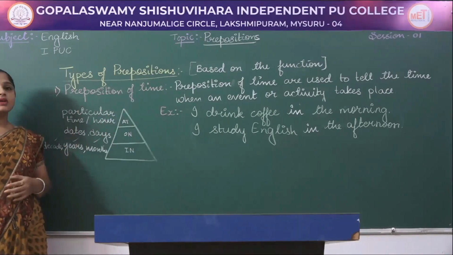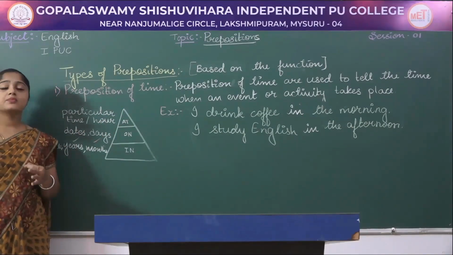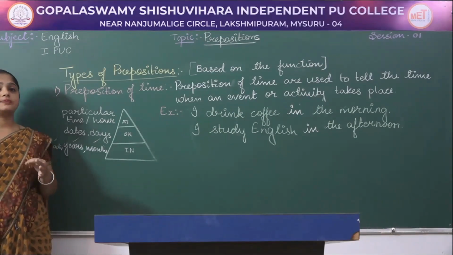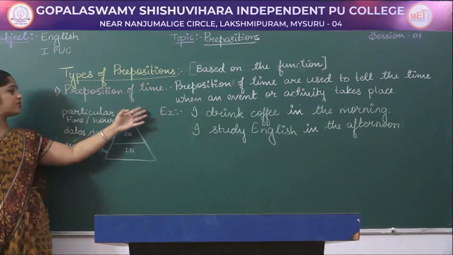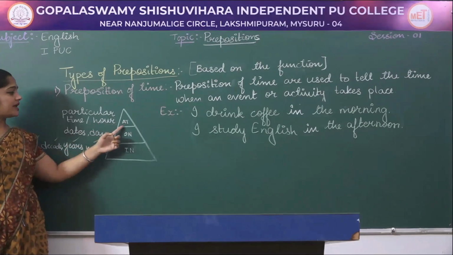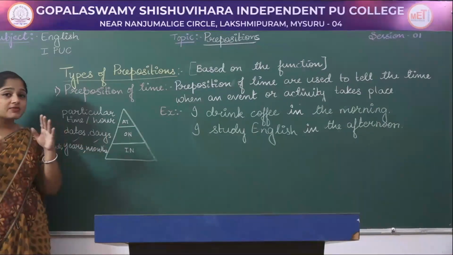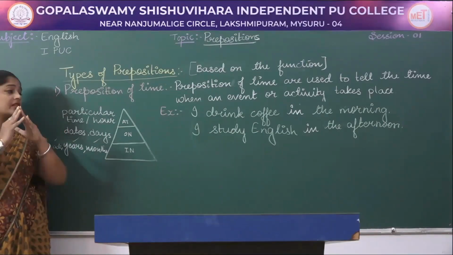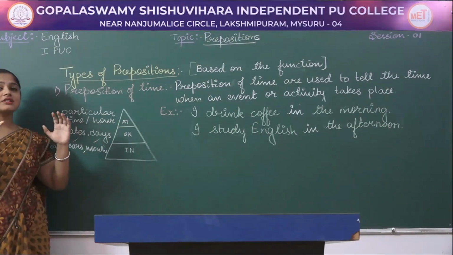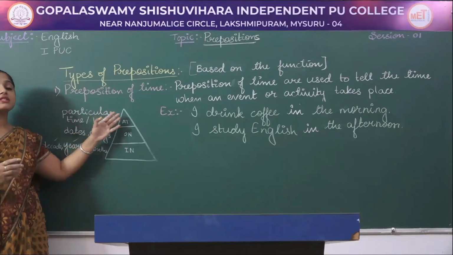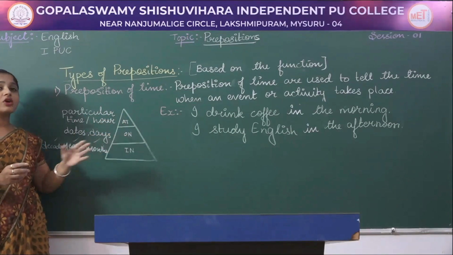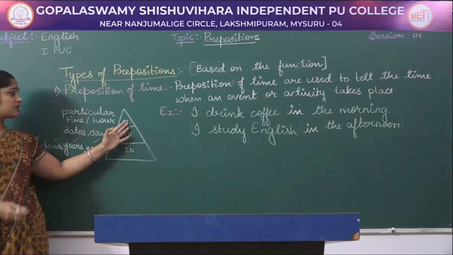Prepositions of time: there are three important or basic examples, at, on and in. At is used for a specific period of time, hence it is narrow, such as a particular time or an hour, whereas on is a little wider comparatively to at.